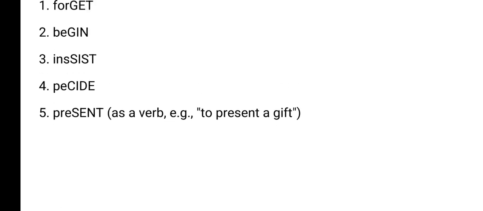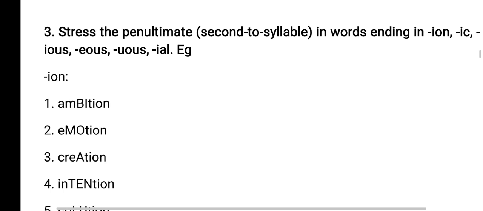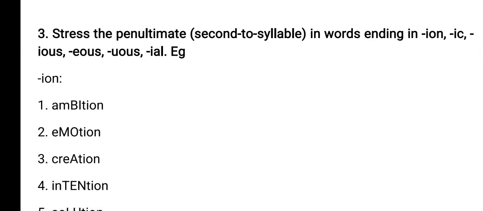Let's go over to rule 3. This is very simple to a great extent, only if you pay attention. Stress the penultimate syllable in any word that ends in I-O-N, I-C, I-O-U-S, E-O-U-S, U-O-U-S, and I-A-L. Please take note: second to last syllable.